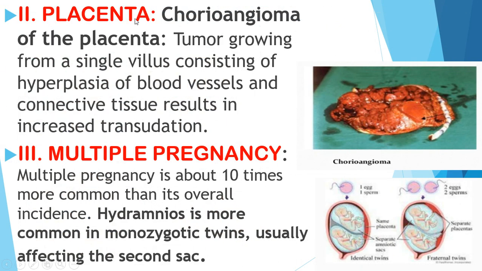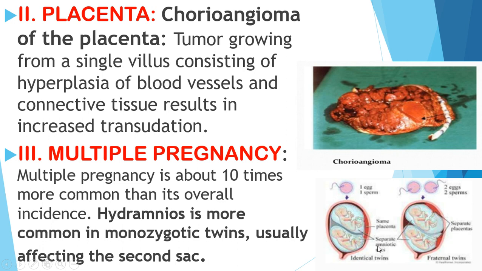Next, we can see the etiology due to the placenta, that is chorioangioma of the placenta. That is a tumor growing from a single villus, consisting of a hyperplasia of blood vessels and connective tissue, resulting in increased transudation. You can see this is the chorioangioma of the placenta.